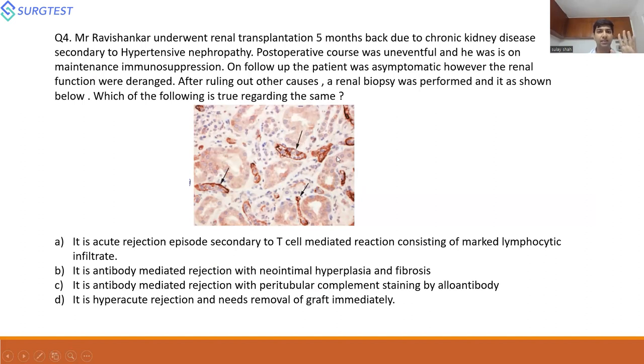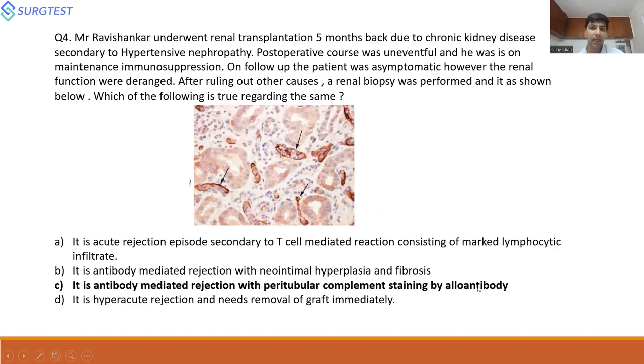These are biopsy criteria. Now, if you can't remember anything, just have a simple clue, because this is one of the potentially important questions from the table that can come. Here, as you can see, this is not an H&E staining. You can see brown stains over here. Now, brown staining is only used in terms of transplantation, at least, for complement staining. And as we know, complement staining is seen in acute antibody mediated rejections. So what is true is this is an antibody mediated rejection with peritubular component stained by alloantibody.